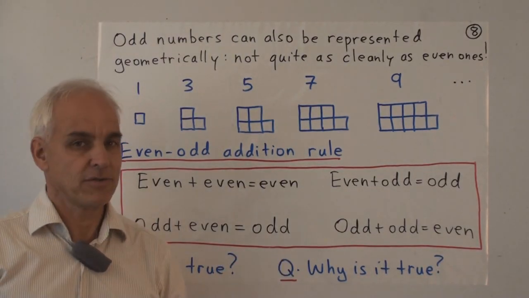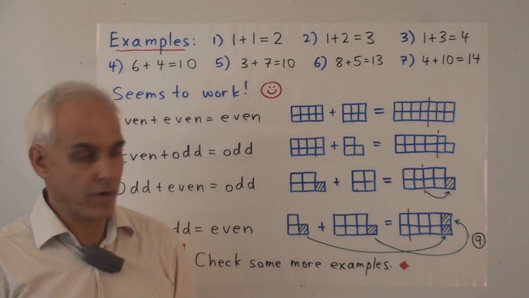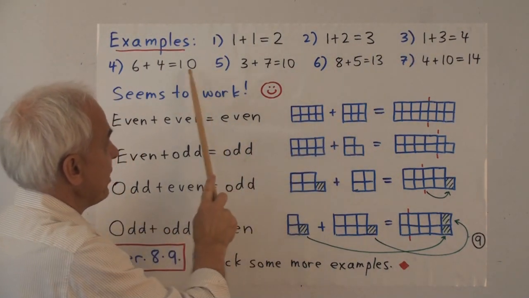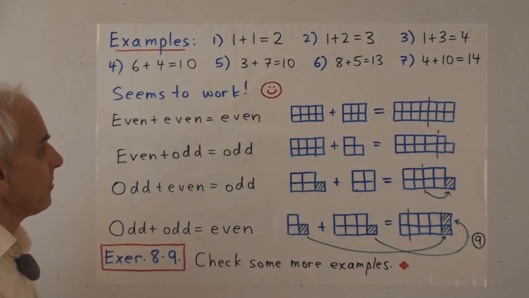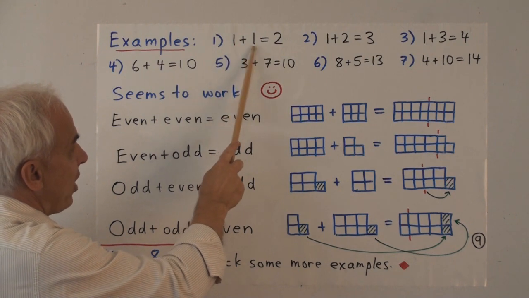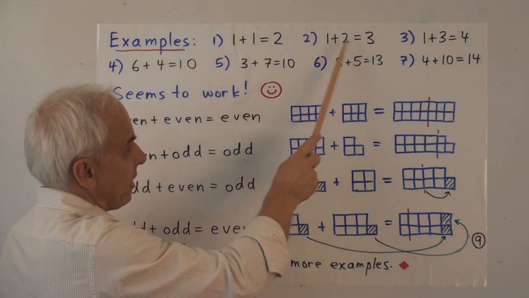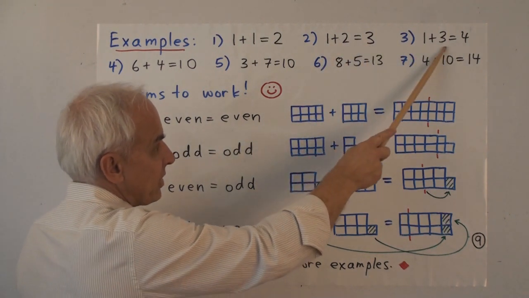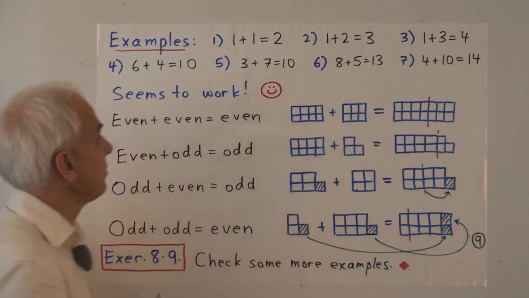Well, in this case, it's not too hard. So let's first try to determine whether this is likely to be true or not. Let's look at some examples. So here are some examples of addition taken from our addition table, or maybe we've just computed them. 1 plus 1 is 2. That's the case of odd plus odd equals even. 1 plus 2 is 3. That's odd plus even equals odd. 1 plus 3 is 4. Odd plus odd equals even.